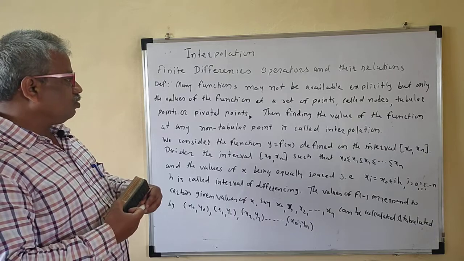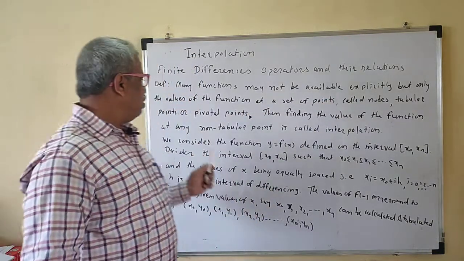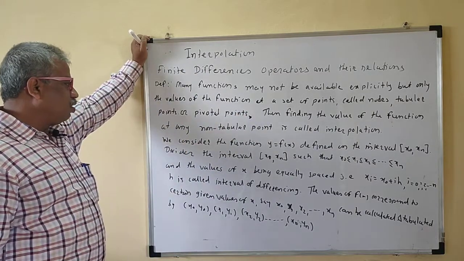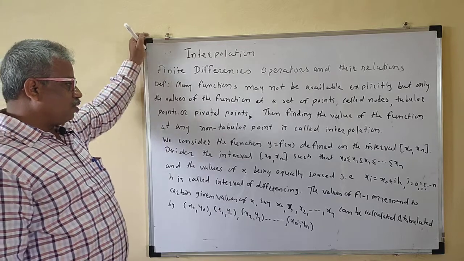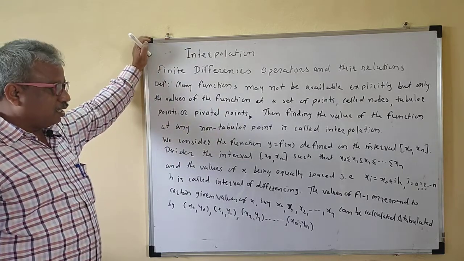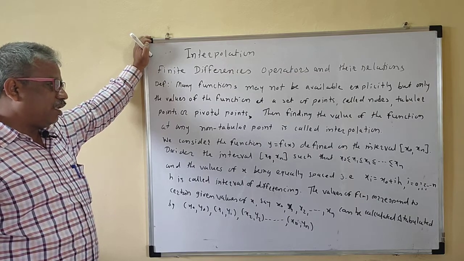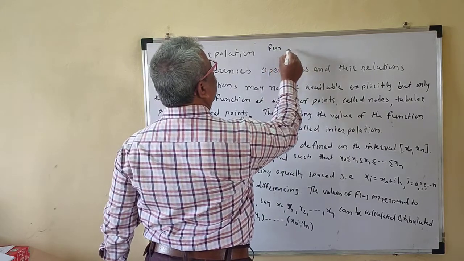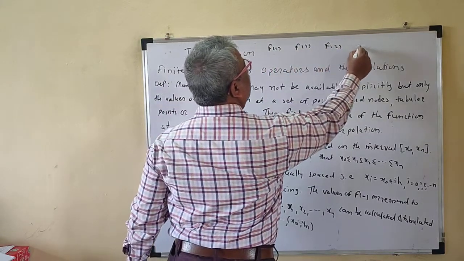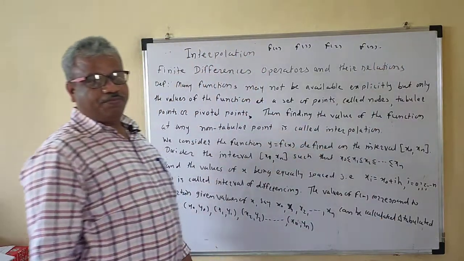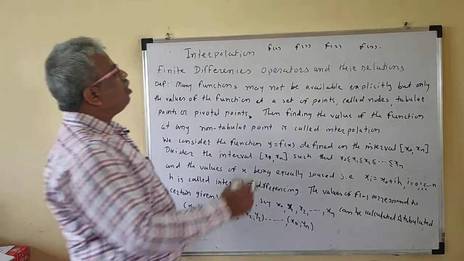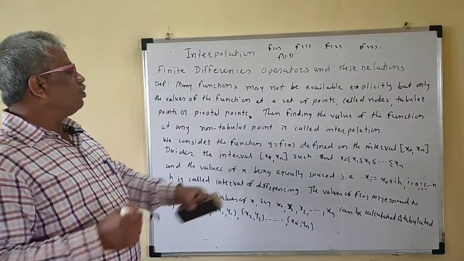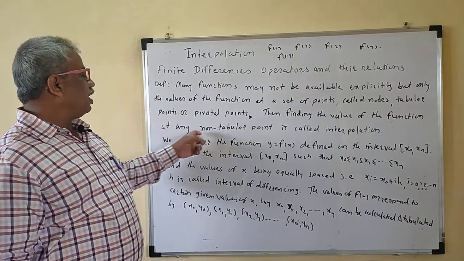Many functions may not be available explicitly, but the values of the function at a set of points, called nodes, tabular points, or pivotal points, are available. Then we find the value of the function at a non-tabular point. Suppose we have the values f of 0, f of 1, f of 2, f of 3. Then you can find f of 1.5 with the help of this given data. That is finding the value of the function at a non-tabular point.